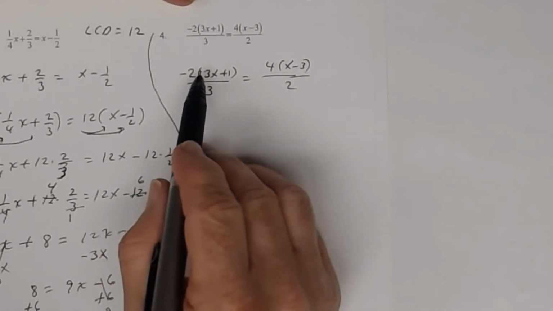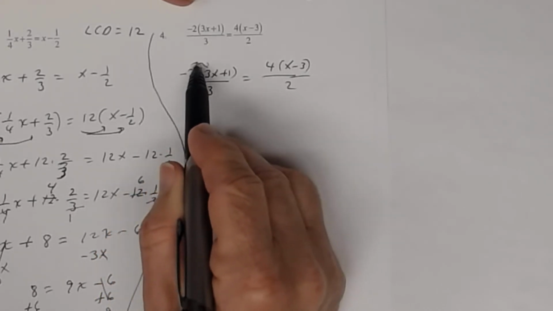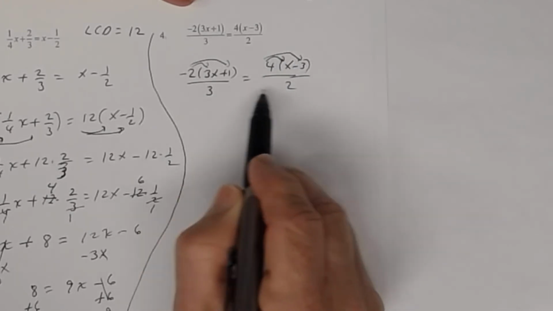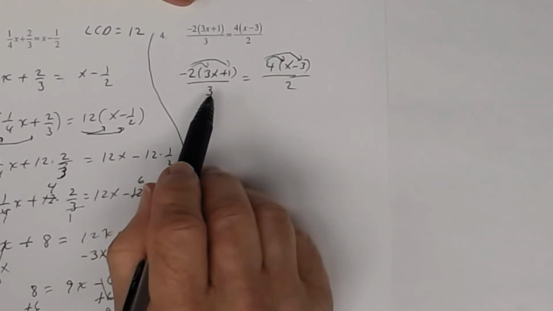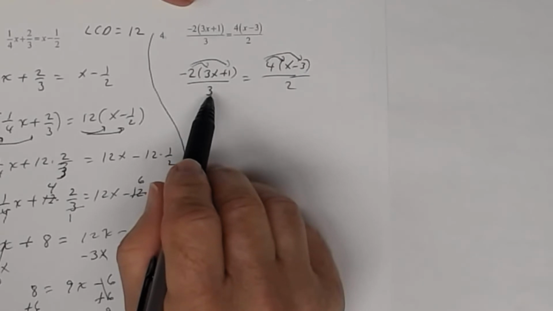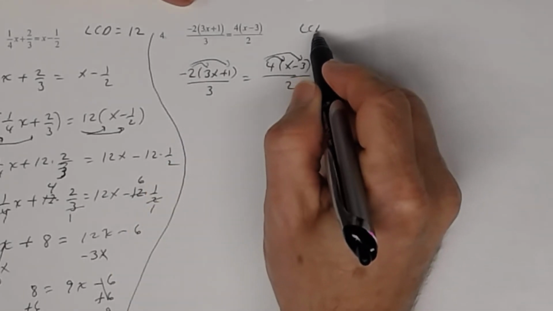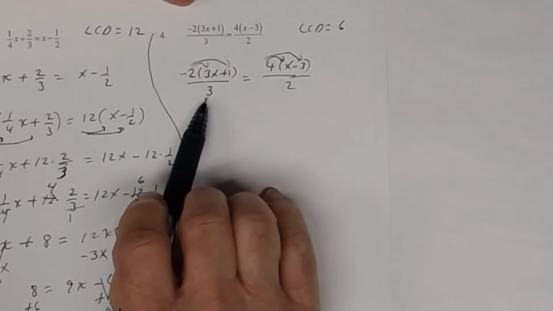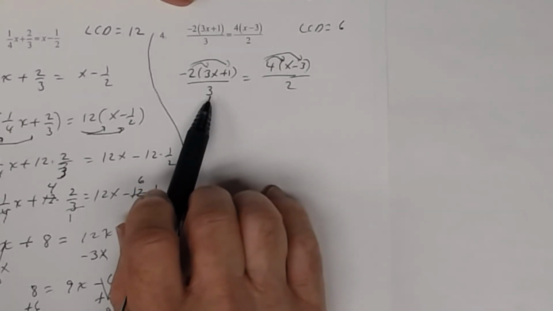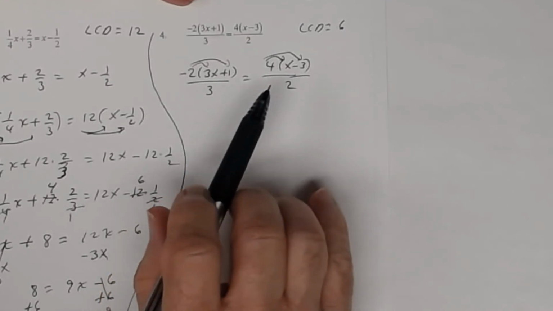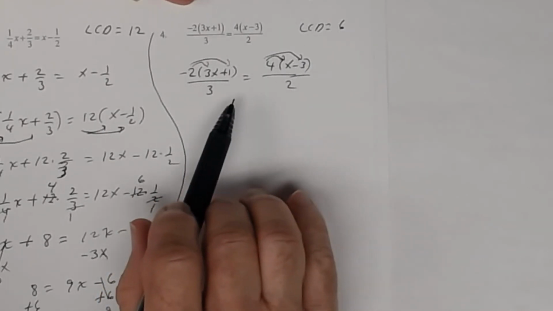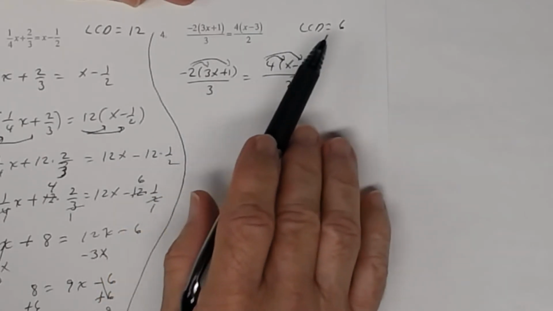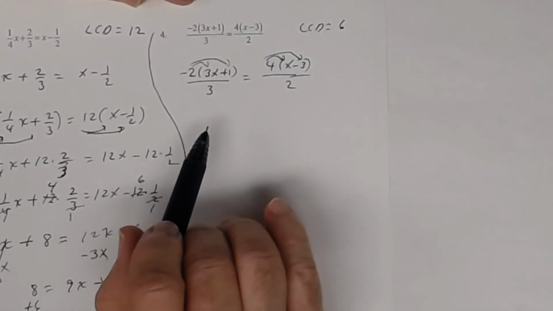First thing I would do is distribute in both cases before multiplying by the LCD. But you do see that the LCD of 3 and 2 is 6, right? The smallest number, the least common multiple of 3 and 2, is 6. Now you could use any multiple of 6, like 12, but you always want to use the least. So the least is 6. So I'm going to use the least here.